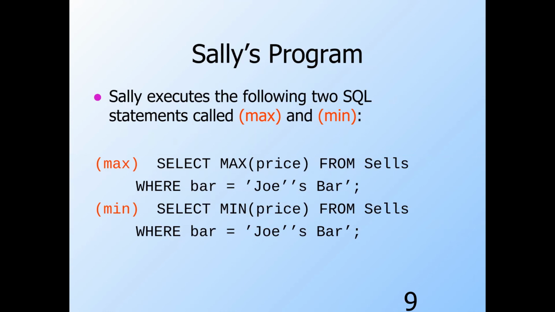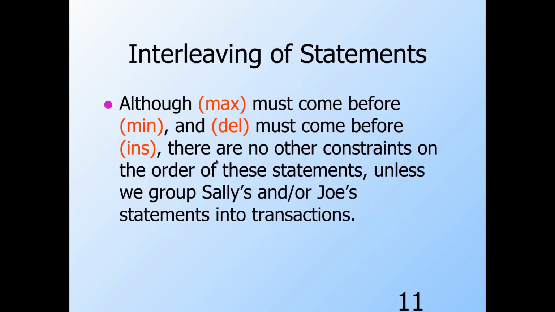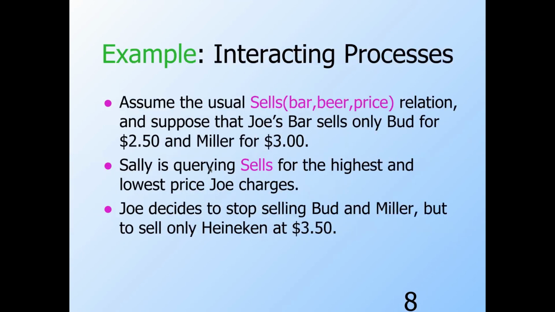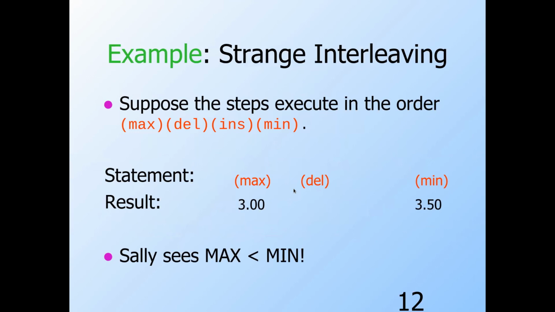But as we showed in this example, if we allow them to intertwine, we can get a very weird case where the max is $3 and the min is $3.50, and there's no possible way that would ever happen that is consistent. That is a strange interleaving. That is a weird artifact of the particular way these things blended together, right? That result does not correspond to any of the serial schedules, where either Joe goes first and then Sally, or Sally goes first and then Joe. So this is kind of illegal.